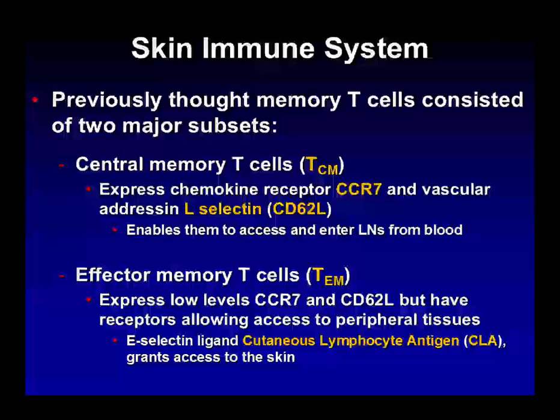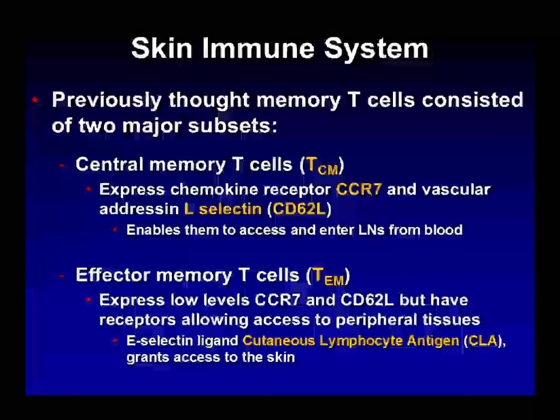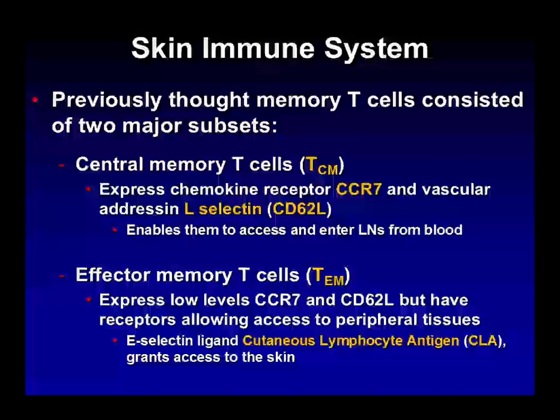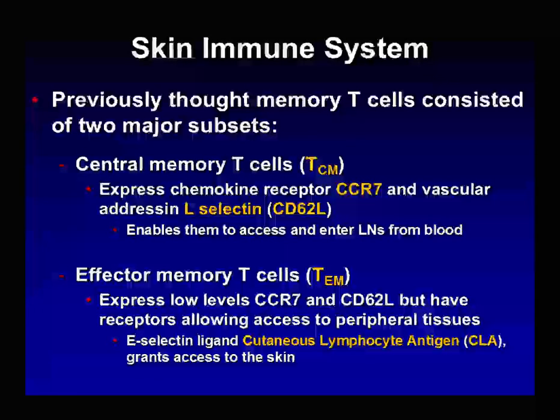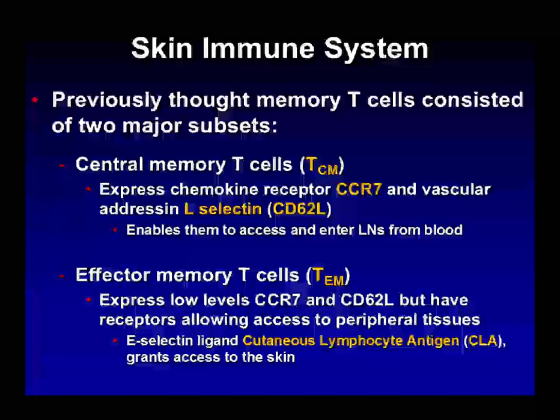Effector memory T cells, on the other hand, mainly traffic between the peripheral tissue, in our case the skin, and the secondary lymphoid organs, the lymph nodes. And although they express low levels of CCR7 and CD62L, they express other cell surface markers. So in the case of the skin, they express cutaneous lymphocyte antigen, or CLA, and that grants these cells access to the skin.